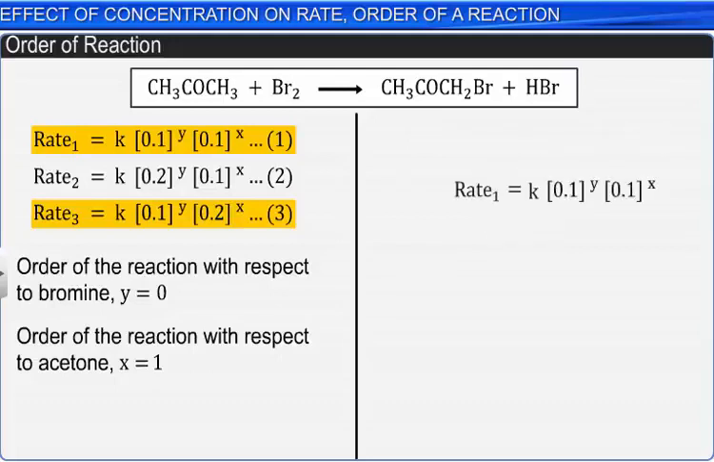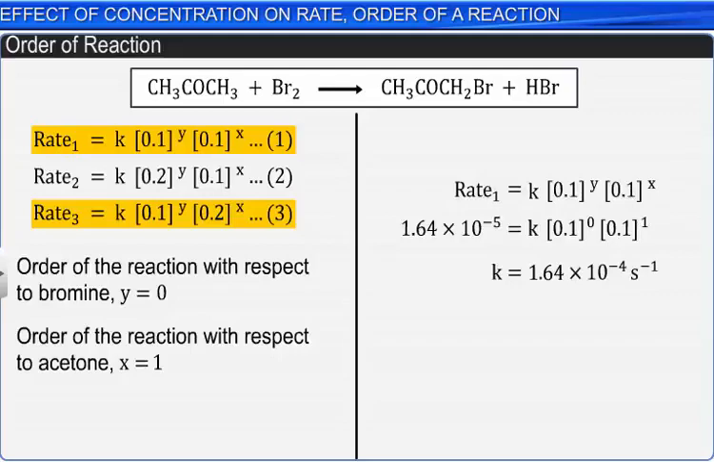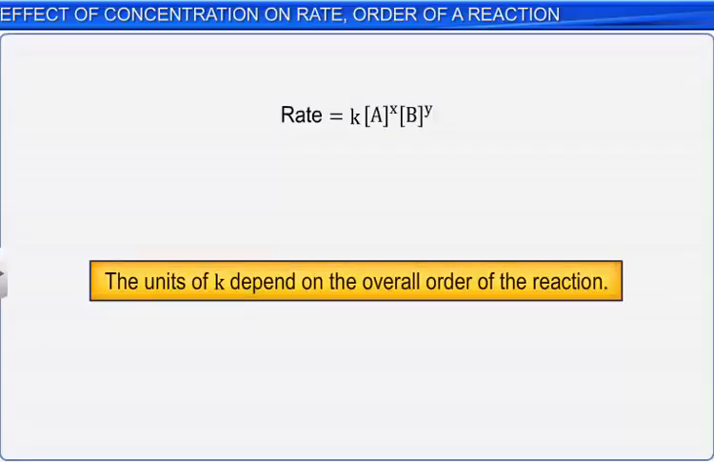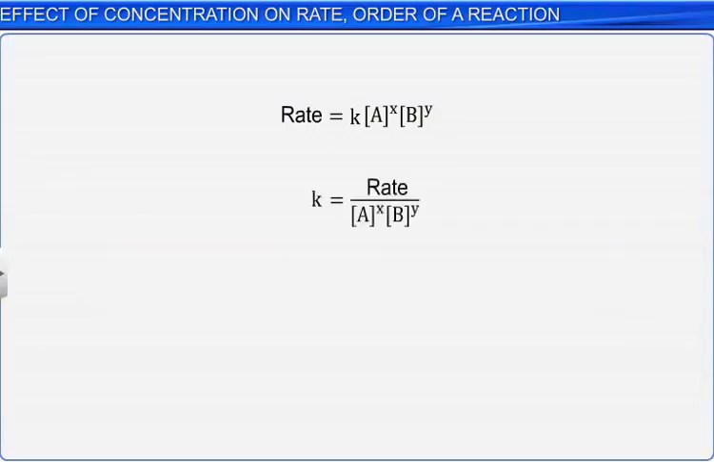We can calculate the value of K by substituting y and x in any one of the three equations as shown. Therefore, we get the value of K as 1.64 multiplied by 10 raised to the power of minus 4 per second. The units of K depend on the overall order of the reaction. If we rearrange the rate equation for K in a generic reaction, we get K is equal to rate divided by the concentration of A to the power x multiplied by the concentration of B to the power y.